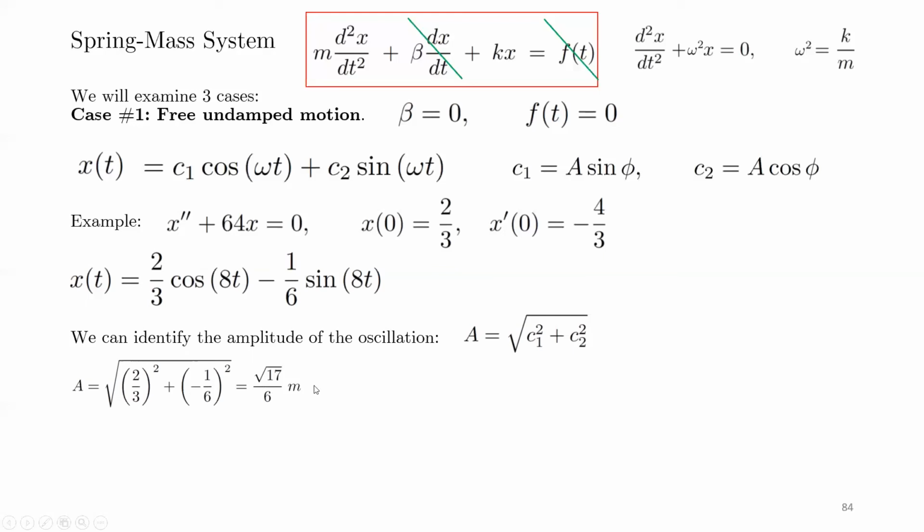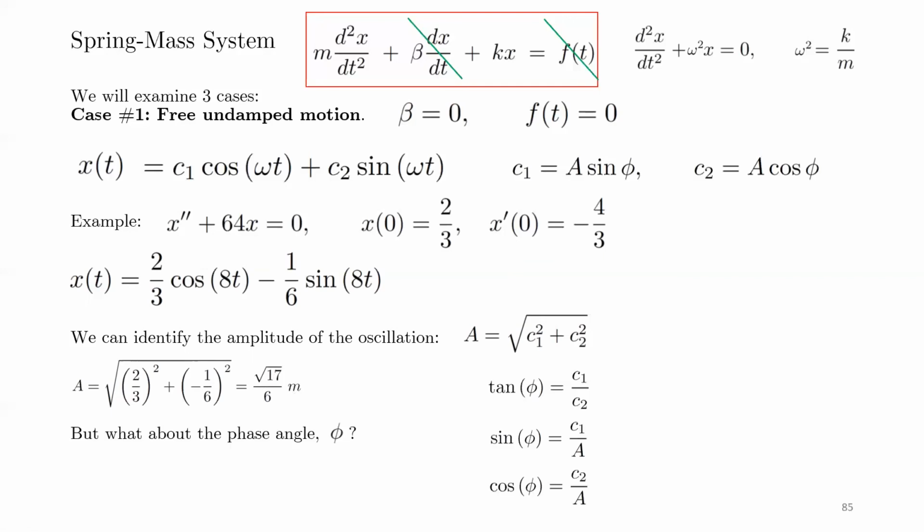Okay, so this is the amplitude of the oscillation, the distance from the bottom of the extension of the spring to the top. But what about the phase angle phi? As I said before, there were 3 different ways to calculate that phase angle. We could calculate the inverse tangent of C1 over C2, the inverse sine of C1 over the amplitude, or the inverse cosine of C2 over the amplitude. And the question is, are these 3 ways to calculate phi equivalent or not?